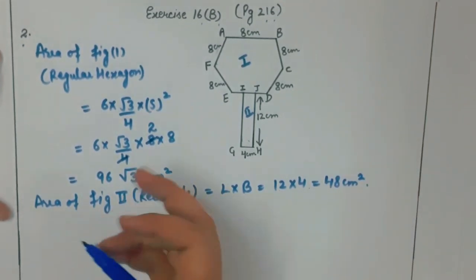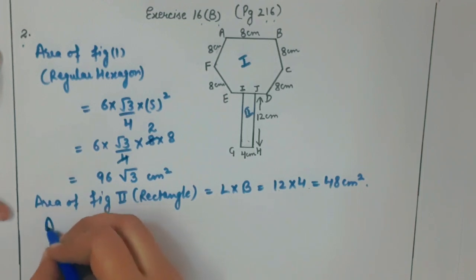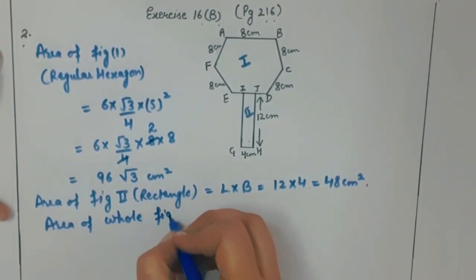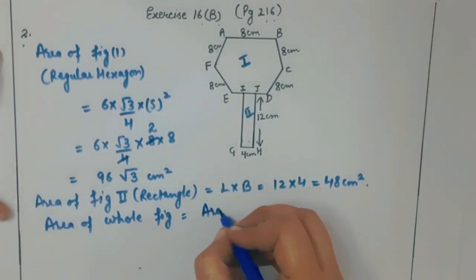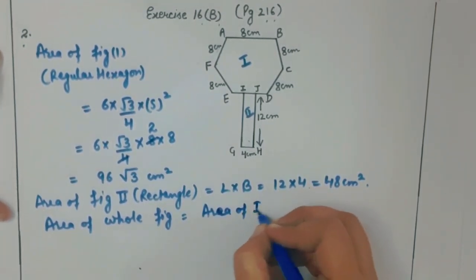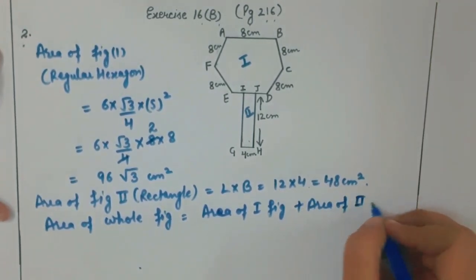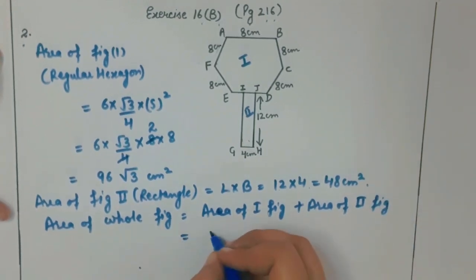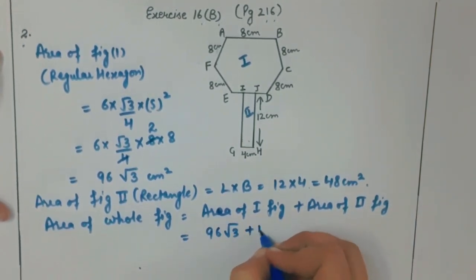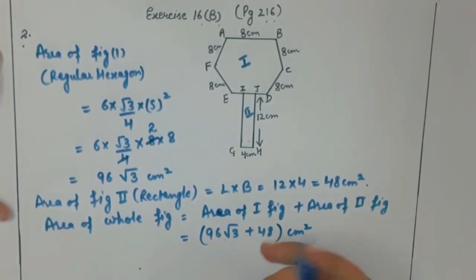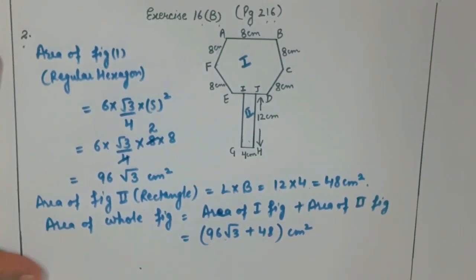Now we have to add both the figures. Now area of whole figure is equal to area of first figure plus area of second figure. It is equal to 96 under root 3 plus 48 centimeter square. But there is no need to put the value of under root 3. Write it as it is, 96 under root 3 plus 48 centimeter square.